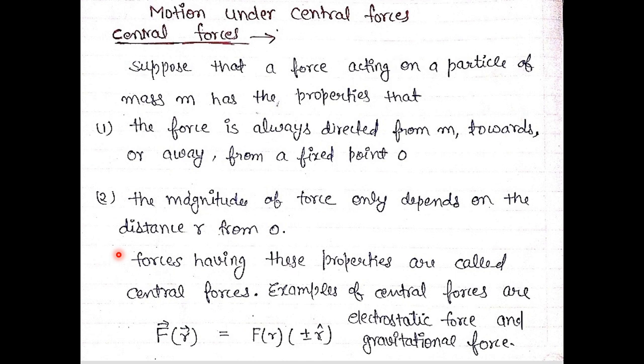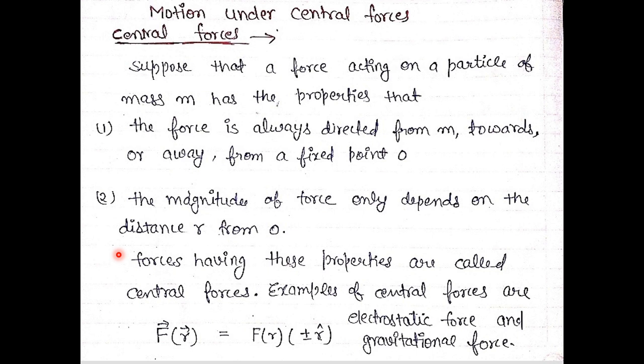What is central force? Suppose that a force acting on a particle of mass m has the following properties. The force is always directed from m towards or away from a fixed point, which means the force may be towards or away. Both types have this property, and the magnitude of the force only depends on the distance r from O, which we can say is the origin. Then forces having these properties are called central forces.